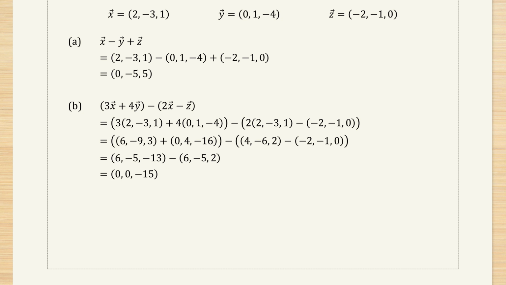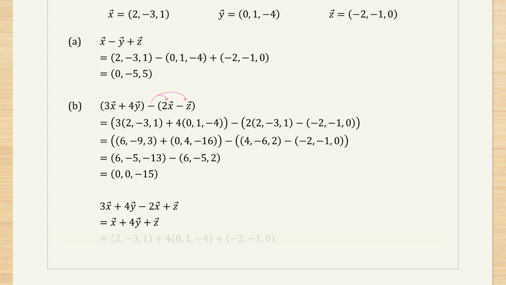Another way of solving this question is to multiply everything out. 3x plus 4y, that negative sign is then distributed into those brackets. Minus 2x minus a negative z. That double negative is a place where errors can occur. Then we can simplify by collecting like terms. 3x minus 2x is just 1x, and then 4y and z.